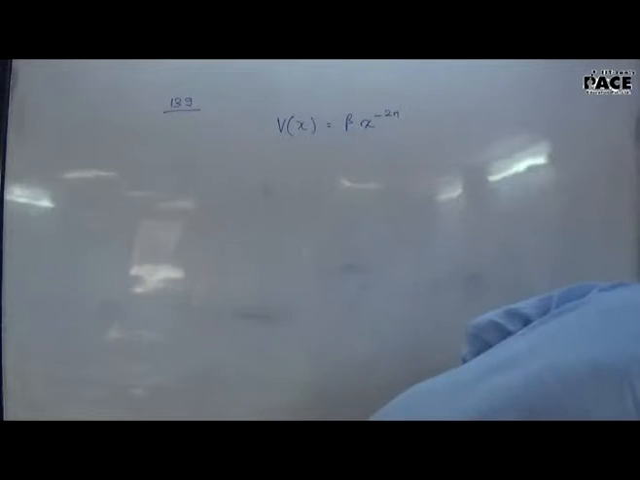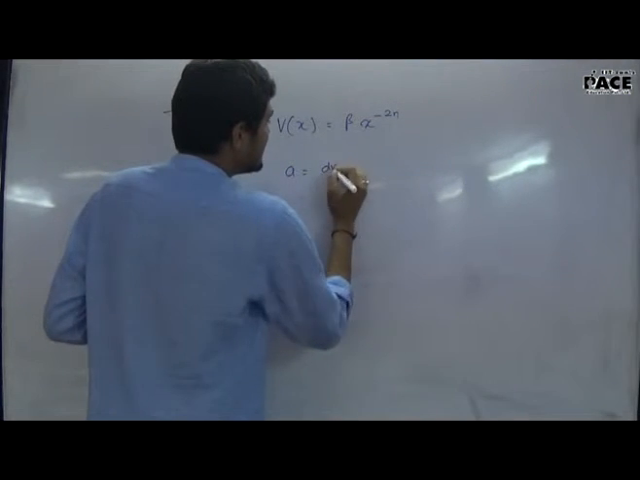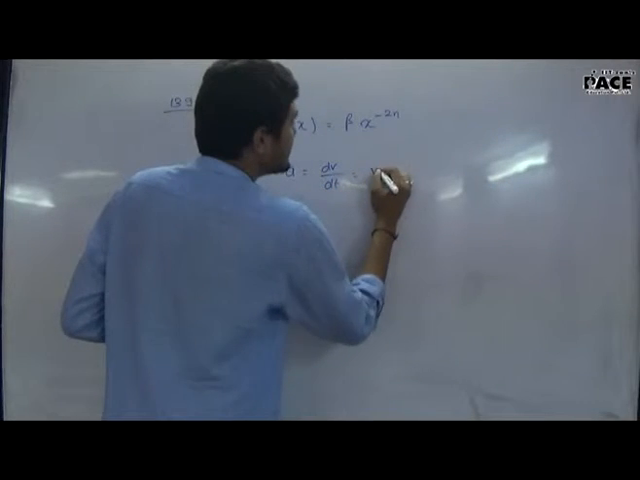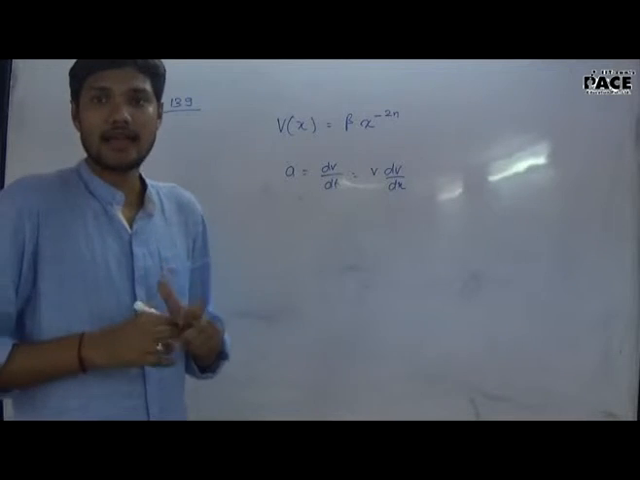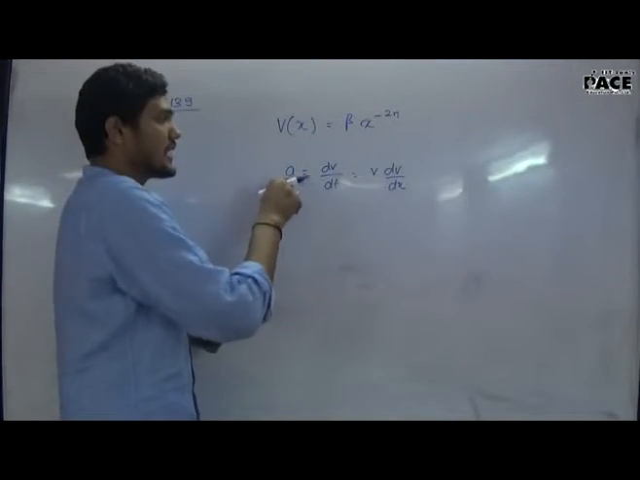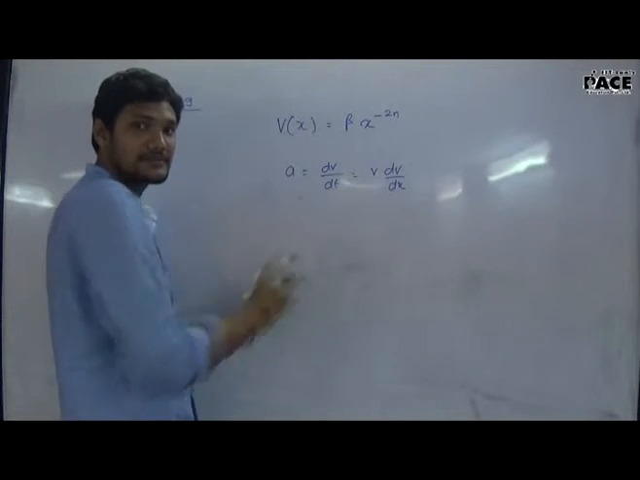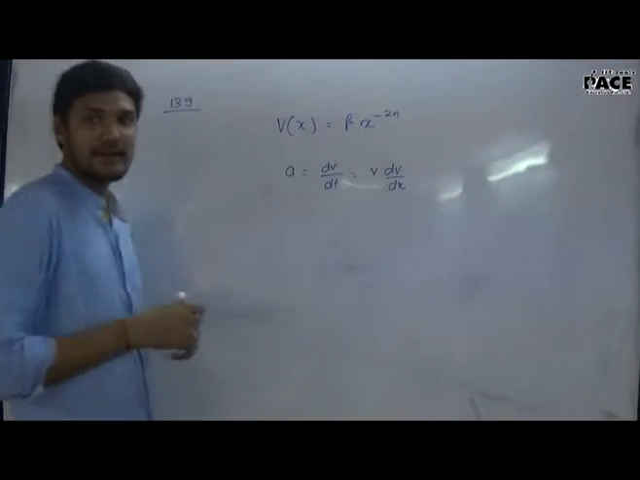For that, we know a particle's acceleration can be written as dv by dt or it can be written as v dv by dx. Both the expressions relate the velocity with acceleration, right? So for this equation's sake, we'll use acceleration equal to v dv by dx.